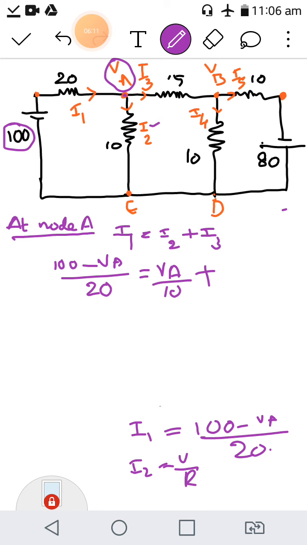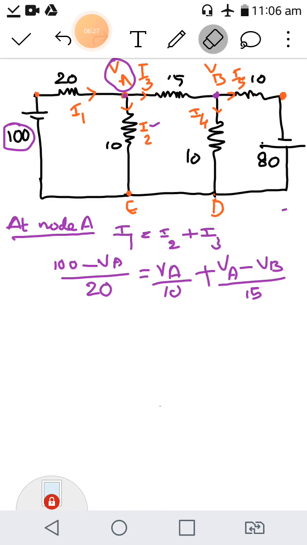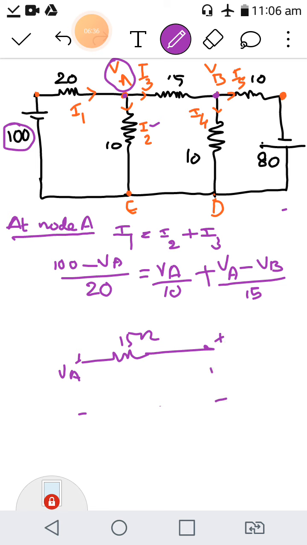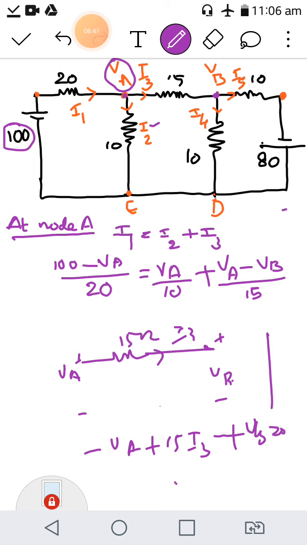First you can apply KCL, or by observation also you can write that I3 is flowing from VA to VB. So how will you write I3? VA minus VB divided by 15. If you don't know how to write this, you can use the same technique here. This is VA, then this is 15 ohm, and this is VB, with current I3. Write the KVL: minus VA plus 15 into I3 plus VB is equal to 0. Solve this equation and you get the answer straight away, VA minus VB by 15.